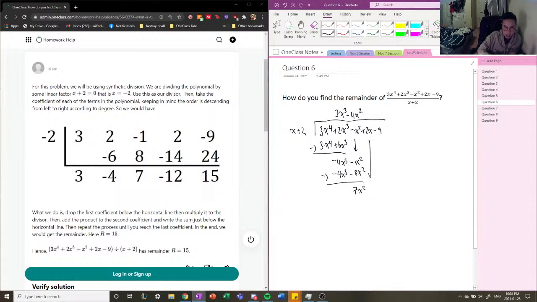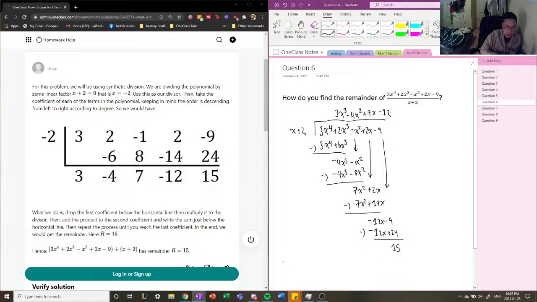Okay, now we drag down our next term, and we reduce it again. So that's going to be 7x, and that's going to be 7x squared plus 14x. We subtract, and we get negative 12x. And now we drag down our last term, and we have negative 12x minus 9. And to get rid of the 12x, we're going to multiply by negative 12, and we get negative 12x minus 24. If we subtract this, we get 15.